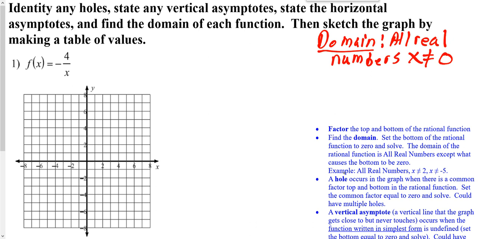Now, holes occur when you have a common factor top and bottom, of which we don't have anything top and bottom the same. So we have no holes, so I'm going to write holes: none.